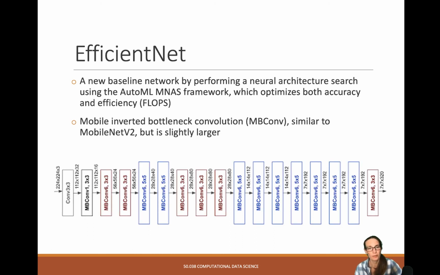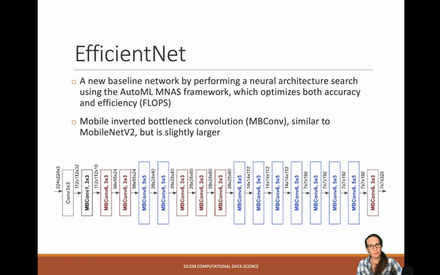In the EfficientNet paper, there's not only this new scaling method, there's also a new baseline network proposed, which optimizes both the accuracy and the efficiency, in terms of floating point operations per second, of your algorithm on your machine.